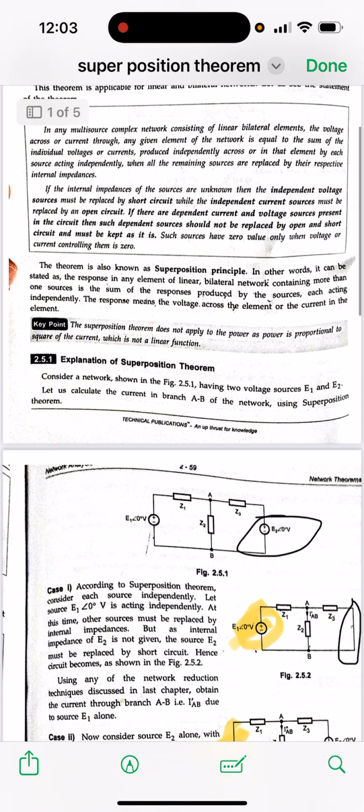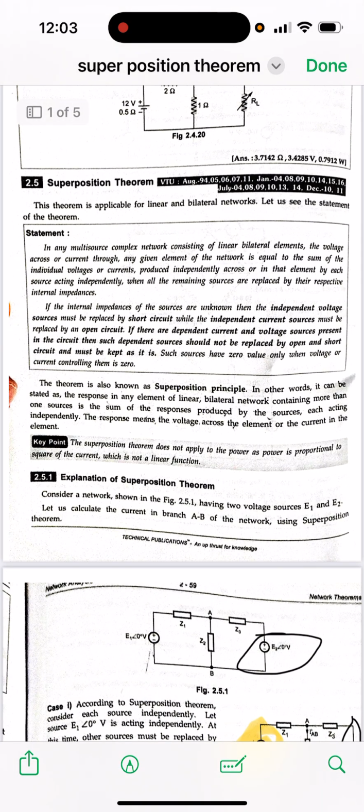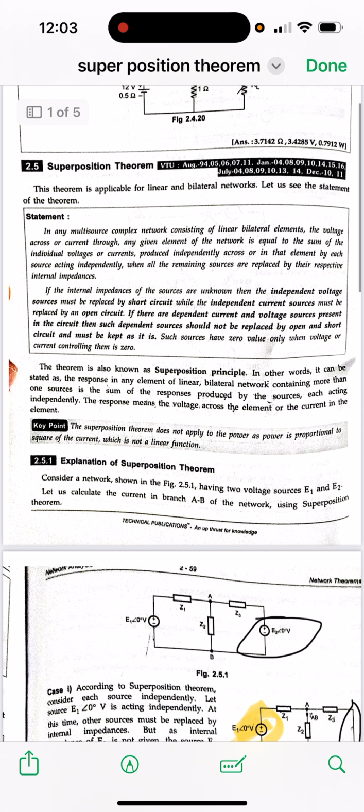So for the superposition theorem, they can also ask to state and explain it. Whatever superposition means, we know it's a sum. So here also, the voltage across or the current across any network is equal to the sum of the individual currents and voltages. So just adding up the total voltage and total current. That is the meaning of superposition.